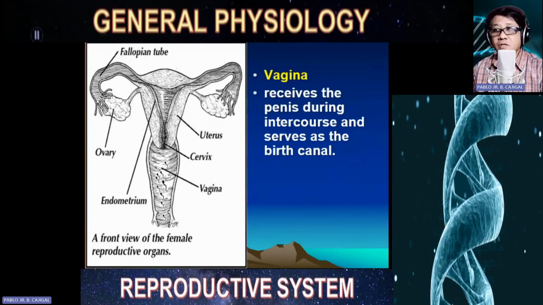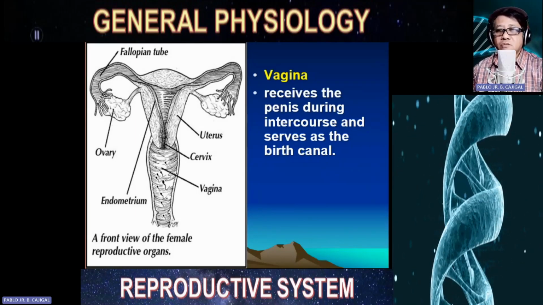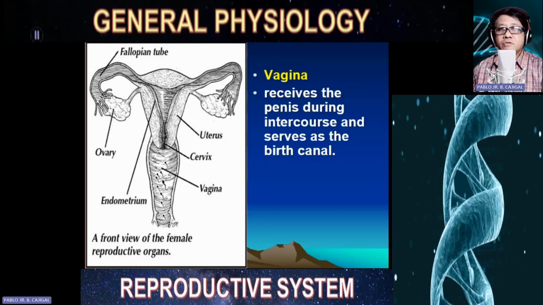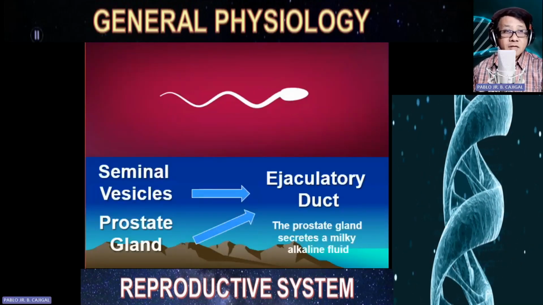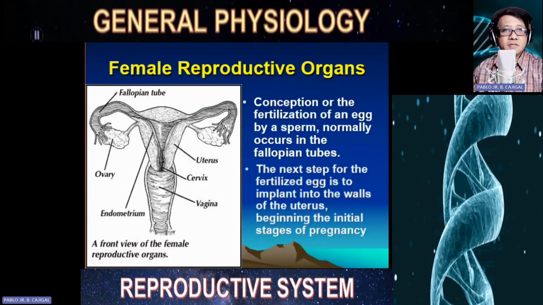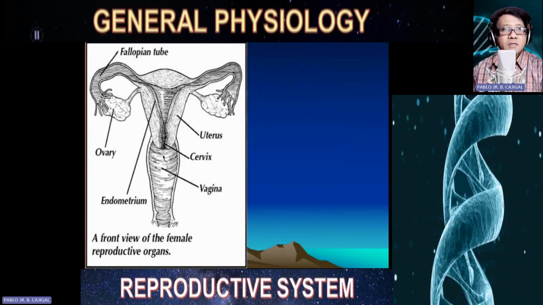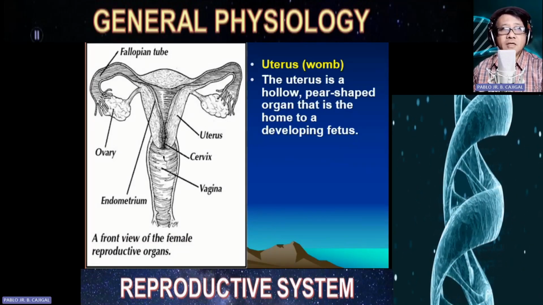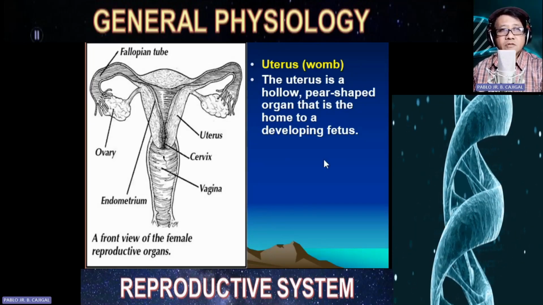Yan. So nabanggit ko kanina yung environment ng vagina which is acidic. So yung prostate gland produces, no, not really the prostate gland, tama. Yan, produces the alkaline fluid na yan that will neutralize the acidity. Alright, and the vagina also serves as the birth canal. What else? The uterus, on the other hand, is the hollow pear-shaped organ that is the home to the developing fetus. Yan, yung bahay bata, no, or fetus.